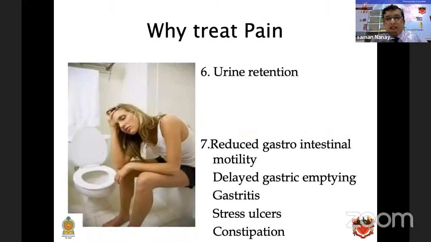I said pain is a systemic disorder. It will affect the genitourinary tract and the gastrointestinal tract. Under the genitourinary tract, you can see it can lead to urine retention. So sometimes you may be called in the middle of the night to the ward. Let's say a patient who has undergone minor surgery, maybe a herniotomy, and you see the reason is the patient is having pain. And pain will affect the gastrointestinal system, where it will reduce motility of the gastrointestinal system. It will delay gastric emptying. It can lead to gastritis, gastric ulcers, duodenal ulcers, and can lead even to constipation.